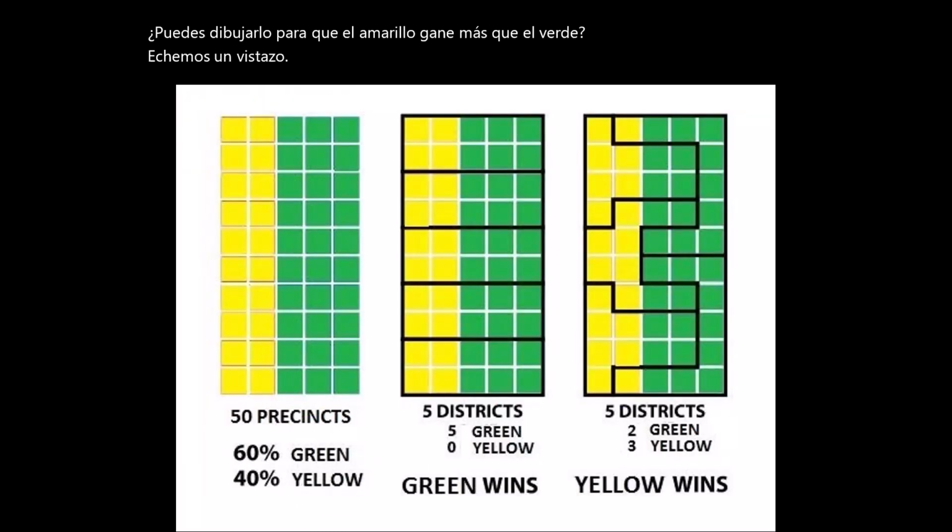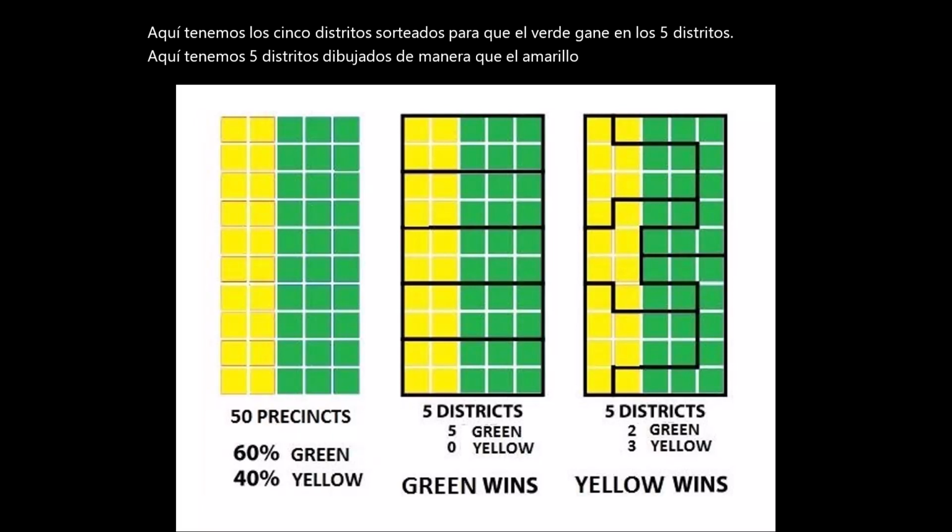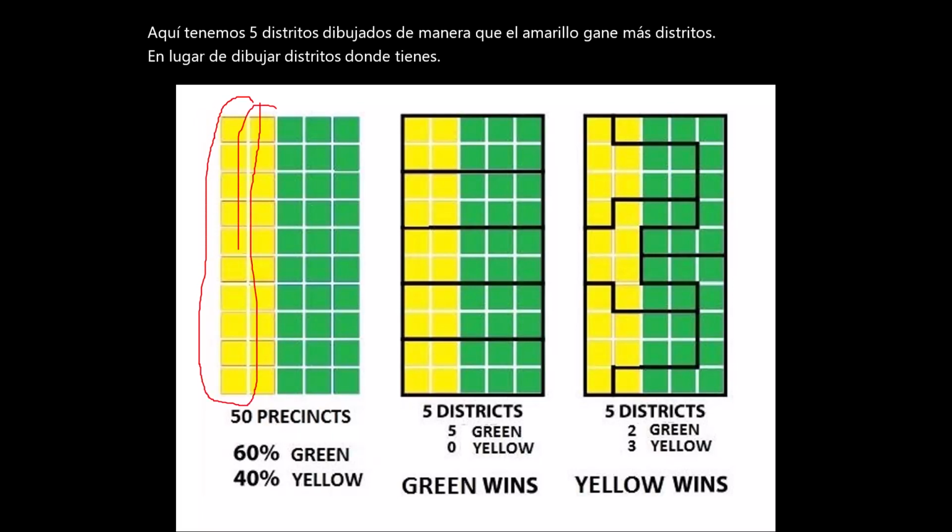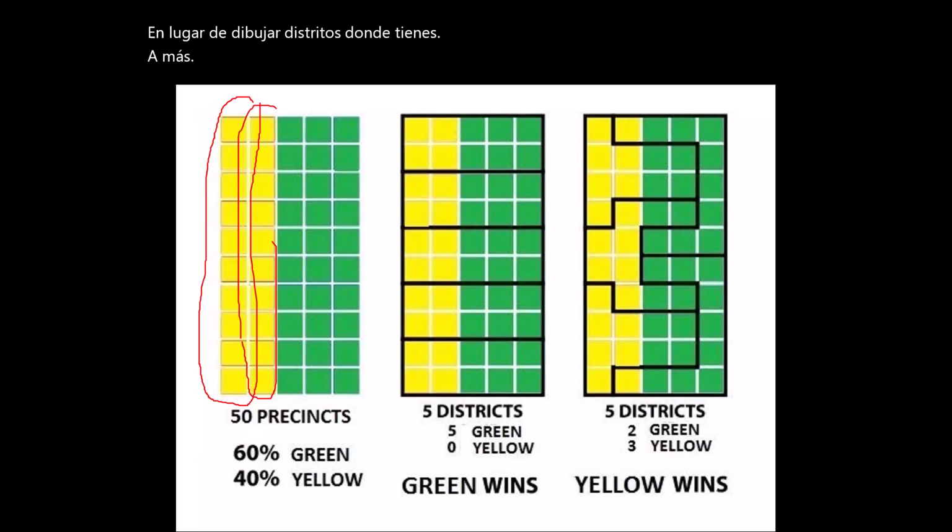Here, we have the 5 districts drawn so that green wins in all 5 districts. Here, we have 5 districts drawn in a way so that yellow wins more districts. Instead of drawing districts with a more even representation of voters' preferences, you can either give yourself tons of power or you could be the minority getting a lot of power.